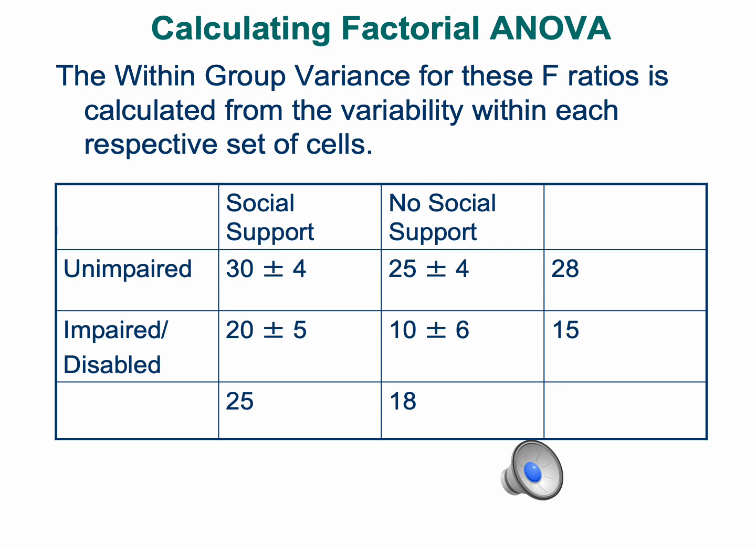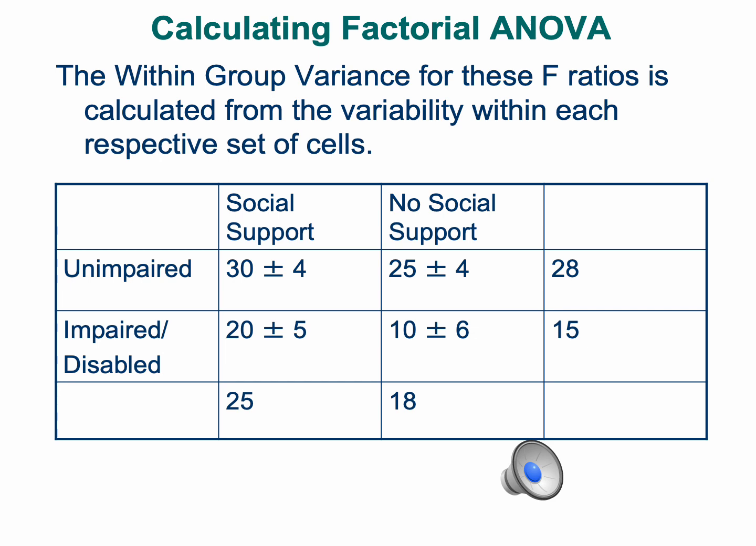So subjects within that cell don't exactly have the mean. Let's go to the social support unimpaired. They don't all have a score of 30. Some have a score of 25, some have a score of 35, some have a score of 32, and so on. On average, it's a 30, but around that 30 is dispersion. And that's the within group, the within subjects variance that's calculated as part of the F ratios.